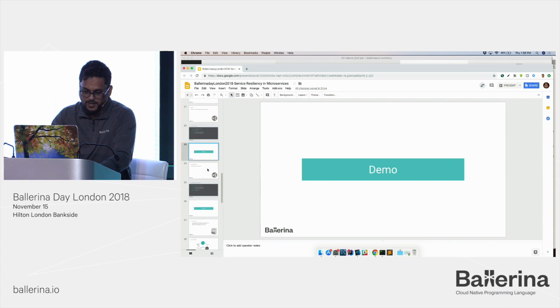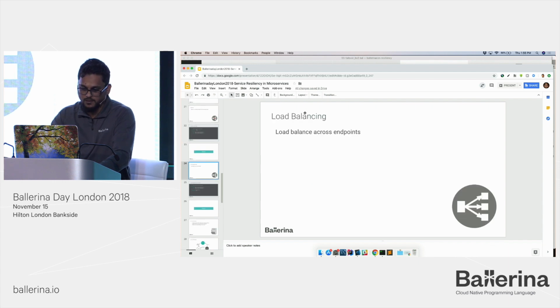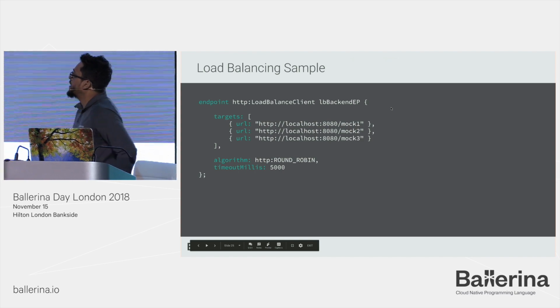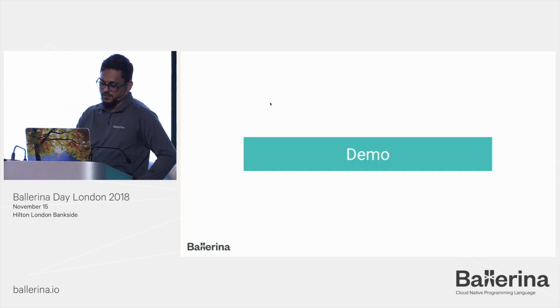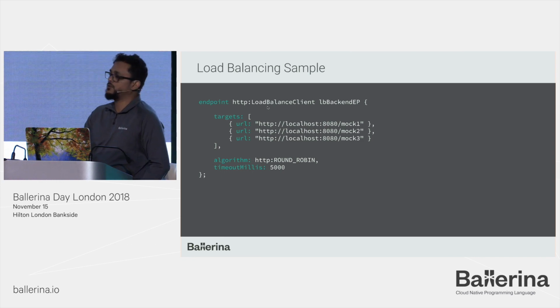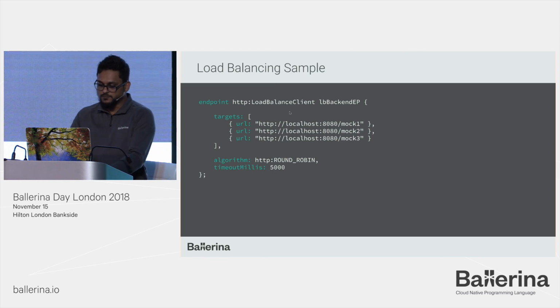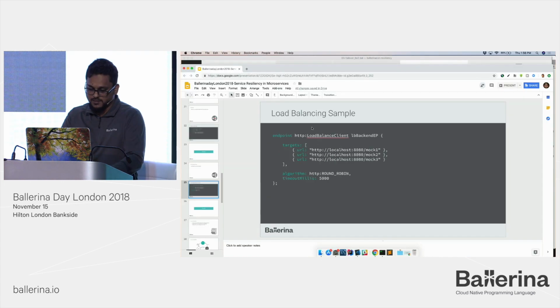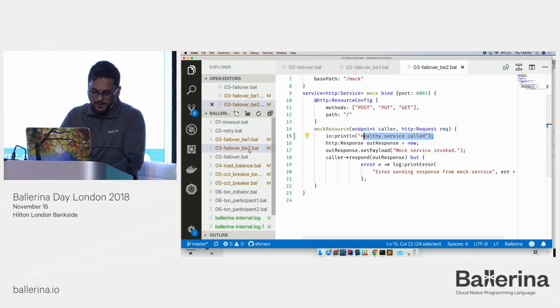So on to the next pattern, load balancing. Again, a very obvious pattern. So you load balance across these endpoints. The difference between the failover endpoint and the load balance endpoint is just this. You have the target URLs, and then we are just specifying the kind of client that we are going to use. And we have specified the load balancing algorithm, right? So you can have different algorithms, timeouts for these endpoints. Those are all things that you have already seen, right?